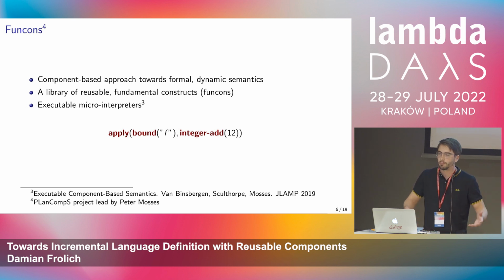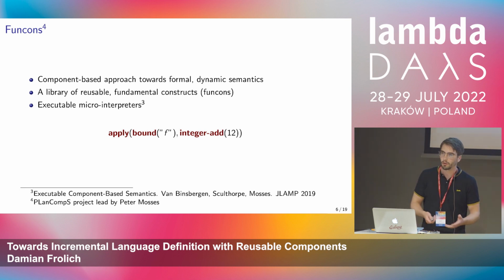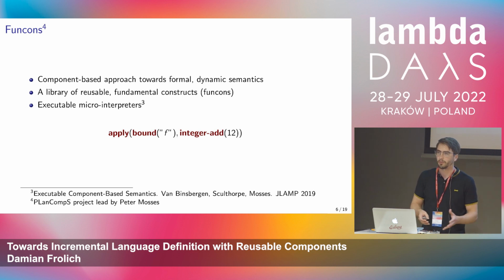And here we have an example of how this looks. So these maroon-colored constructs are funcons, and here we encode the application of the function to the result of integer add. So this is basically calling integer add 12 on the value stored in the variable f. And then we apply that to do function application. And there are many different functions for different language constructs. And these are also defined in isolation.